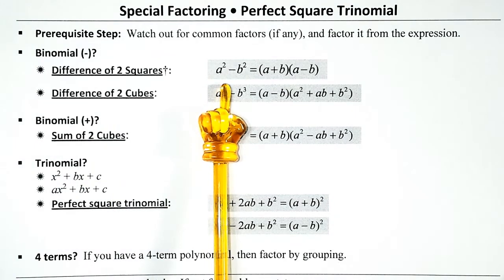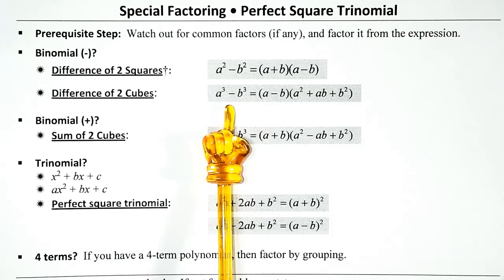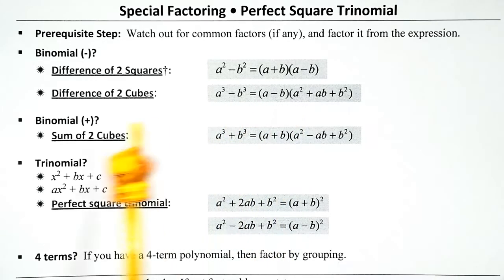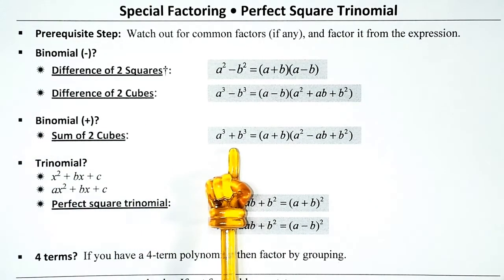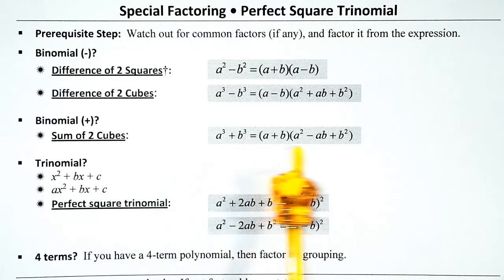What if we don't have a difference of squares? If you still have that minus, then check to see if you have a difference of cubes. Binomial minus, if you have a difference of cubes, that's your answer. Cool. Now, what if you have a binomial and there's a plus in the middle? We don't have two options, we just have one option. Check to see if you have a sum of cubes. If this is your question, that's your answer.